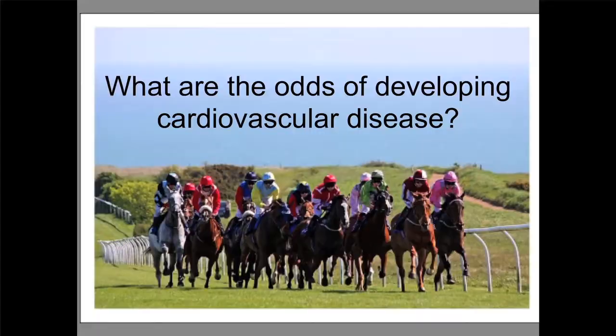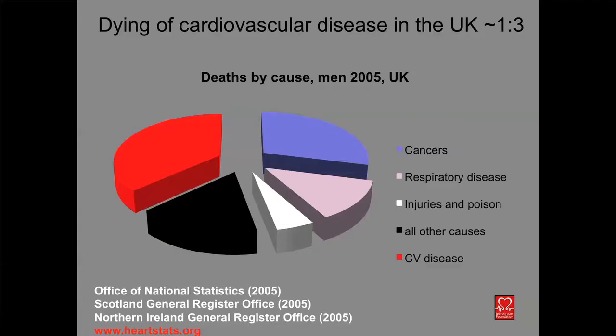So the difficulty is, who's going to win here? Who's going to develop heart disease? What are the odds of you as an individual developing heart disease? And you may be surprised to know that cardiovascular disease is the major cause of death. You can see here, this represents the greater portion of the total, something over a third of individuals will die of heart disease and stroke.